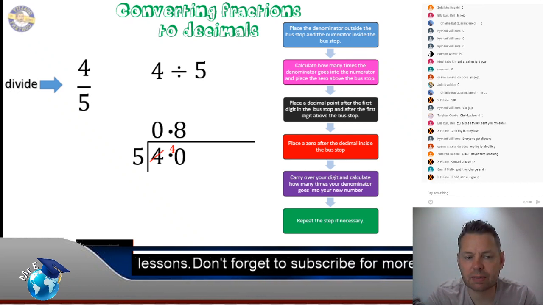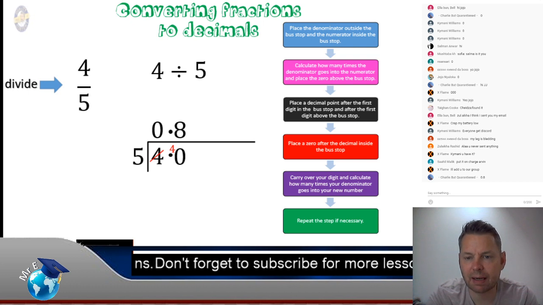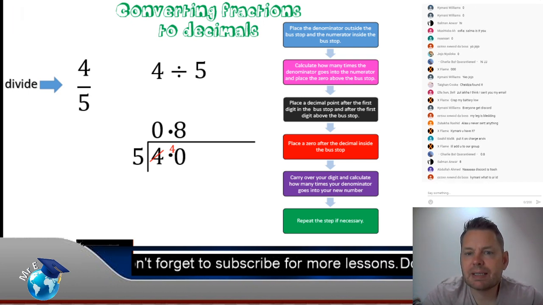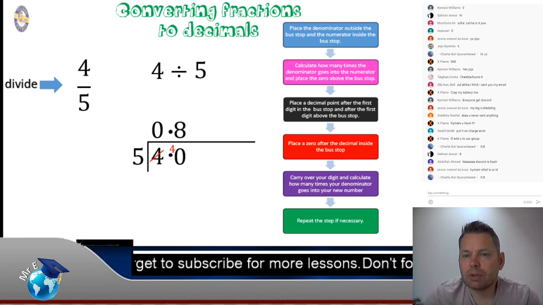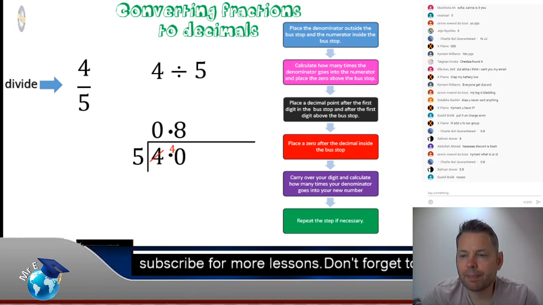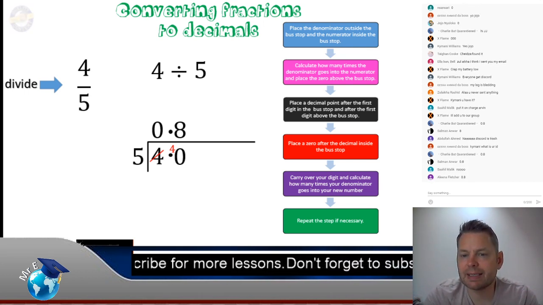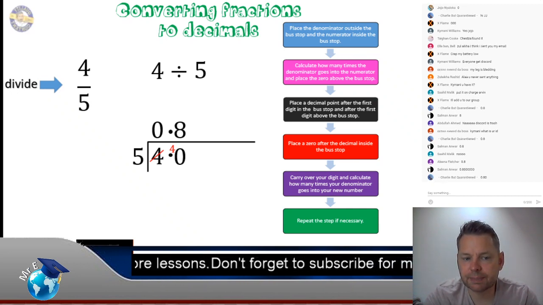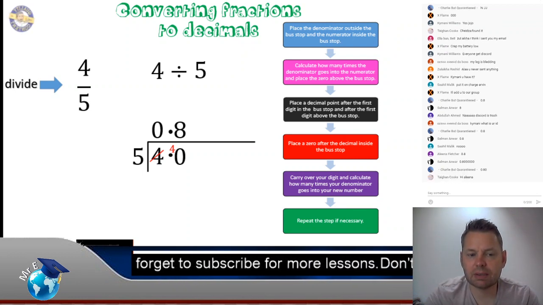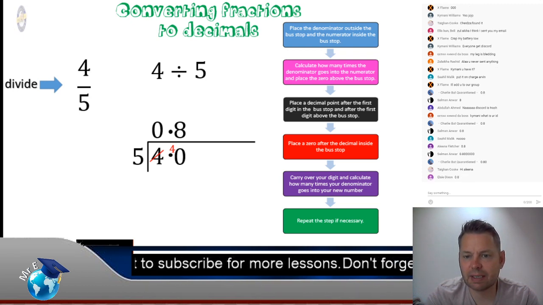Okay, if we do it to 2 decimal places, it's 0.80. Now, sometimes you might see in a question 2dp, and that means 2 decimal places. That means 2 digits after the decimal point. Okay, and if it was 3dp, it would mean 3 decimal places, which is 3 digits after the decimal point.